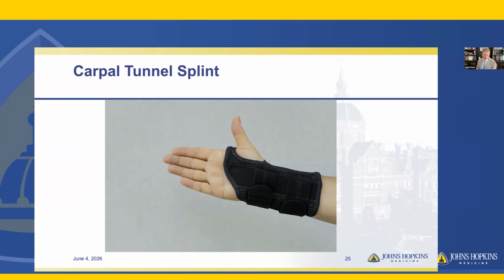This is what a carpal tunnel splint looks like. It just immobilizes the wrist and can be quite effective. I really like patients to wear this at night. One of the big things we look for is night symptoms. Those are often quite bothersome, and those are very indicative of carpal tunnel syndrome and often get better quite quickly after carpal tunnel release.